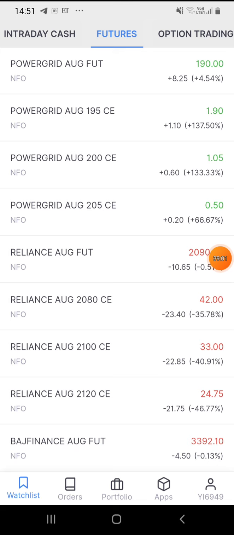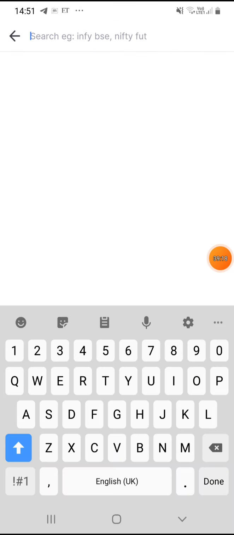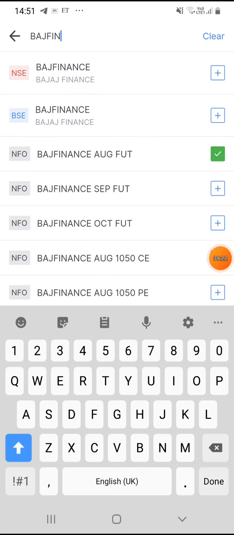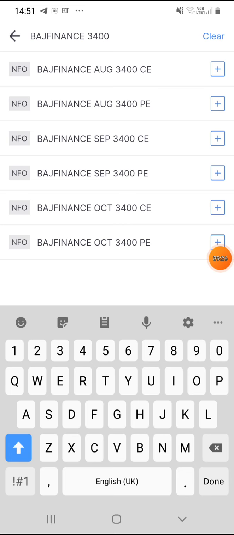So Reliance, Bajaj Finance, first 3400 we can give, it will be there, right? Because even if it is 50 strike, 3400 will be there. If it is 100 strike, then also 3400 will be there. So that is obvious. 3392, so nearby is 3400. Bajaj Finance. First, type the company name without spelling mistakes. Then 3400. Yes, you will get it.